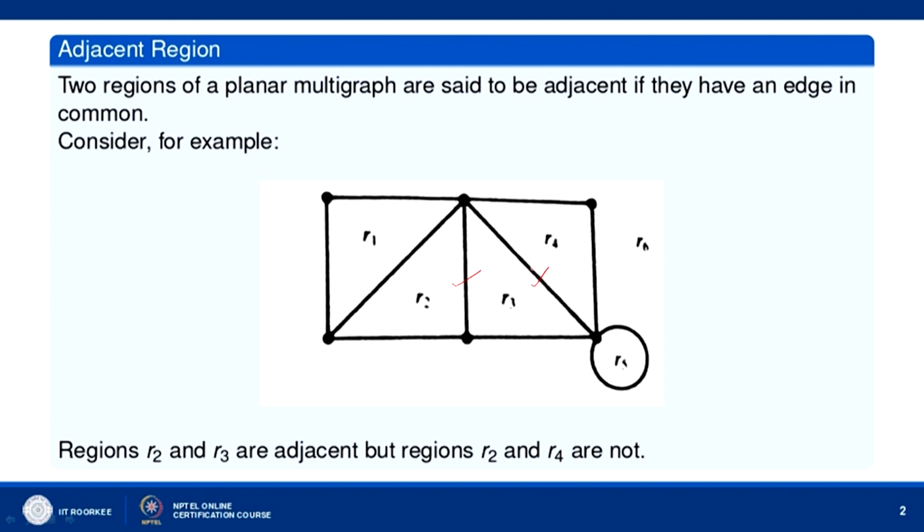Now, if you take, say for example, R1 and R4, R1 and R4 do not have any edge in common. So, R1 and R4 are not adjacent regions. Similarly, R2 and R4 are not adjacent regions because they do not have an edge in common. R5 and R4, R5 and R3, they are also non-adjacent regions. R5 is not adjacent to R4 or R3.